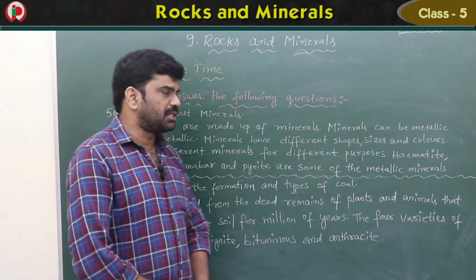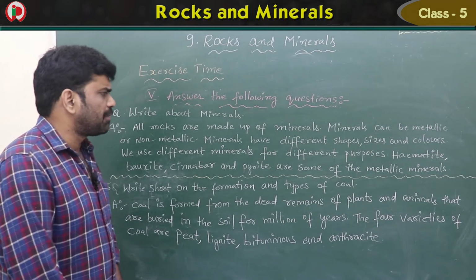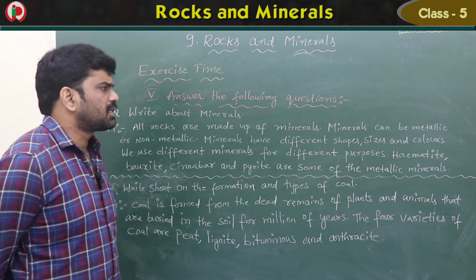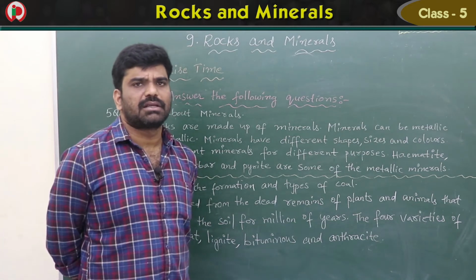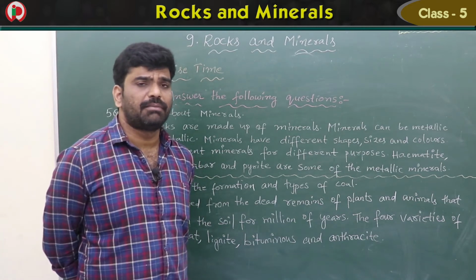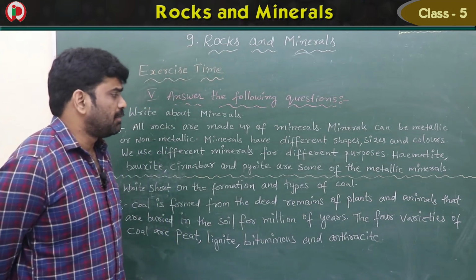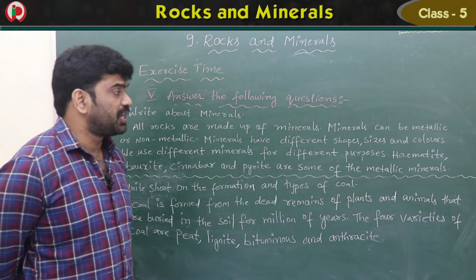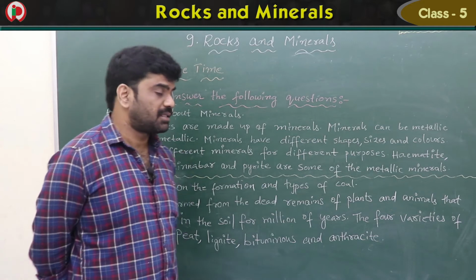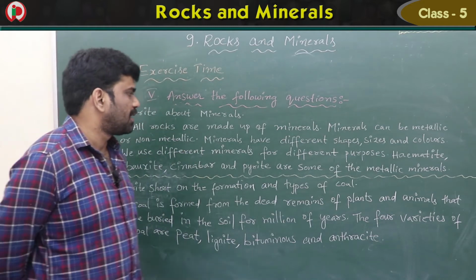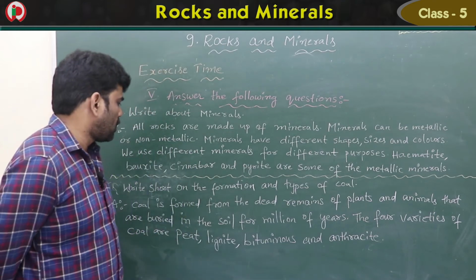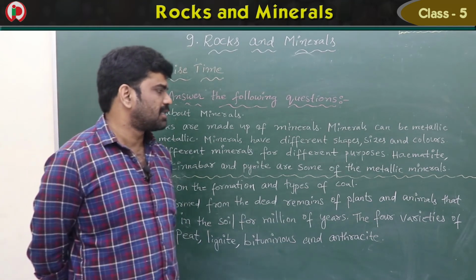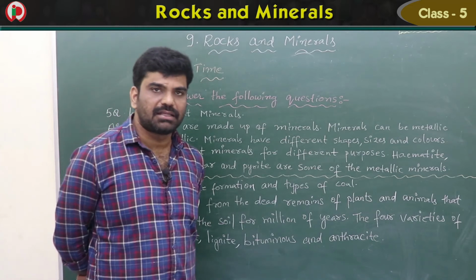So once again I repeat here, all rocks are made up of minerals. Minerals can be metallic or non-metallic. Non-metallic minerals means coal and petroleum. Minerals have different shapes, sizes and colors. We use different minerals for different purposes. Hematite, bauxite, cinnabar and pyrite are some of the metallic minerals.